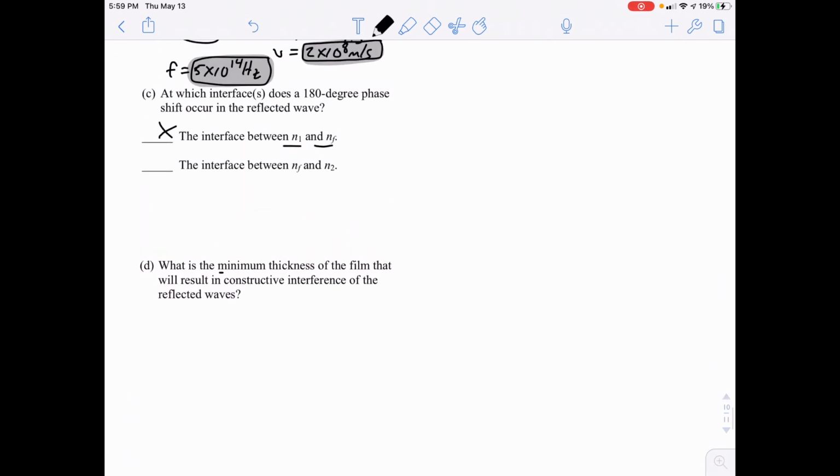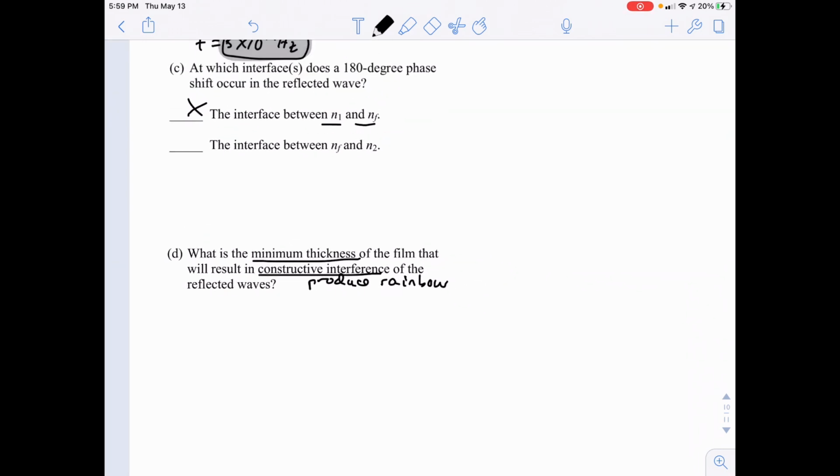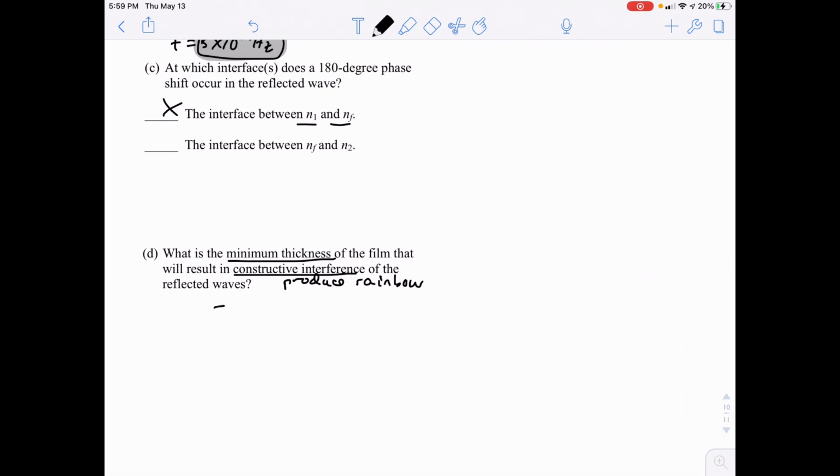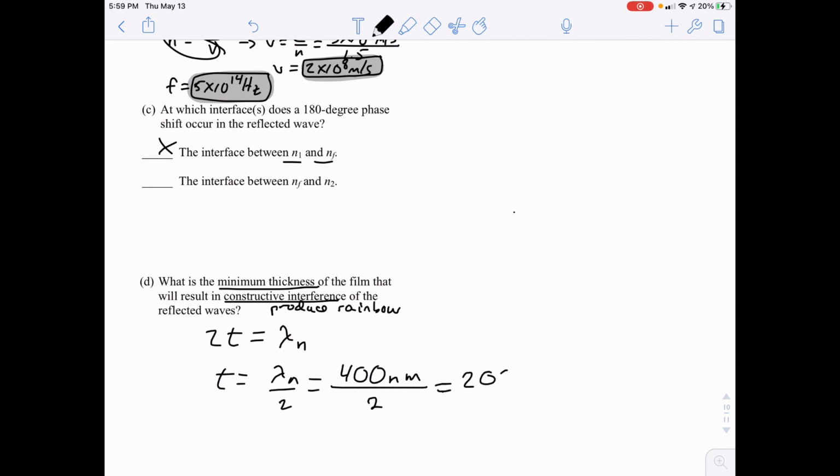And D, what is the minimum thickness that would produce constructive interference? Constructive interference is what produces the rainbow. So what's the minimum thickness to produce the rainbow? Well, 2t equals lambda n, so t would be essentially lambda n divided by 2. Lambda n was 400 nanometers, which we solved for in part B, over 2. So the thickness of the film to produce this rainbow appearance would have to be about 200 nanometers.